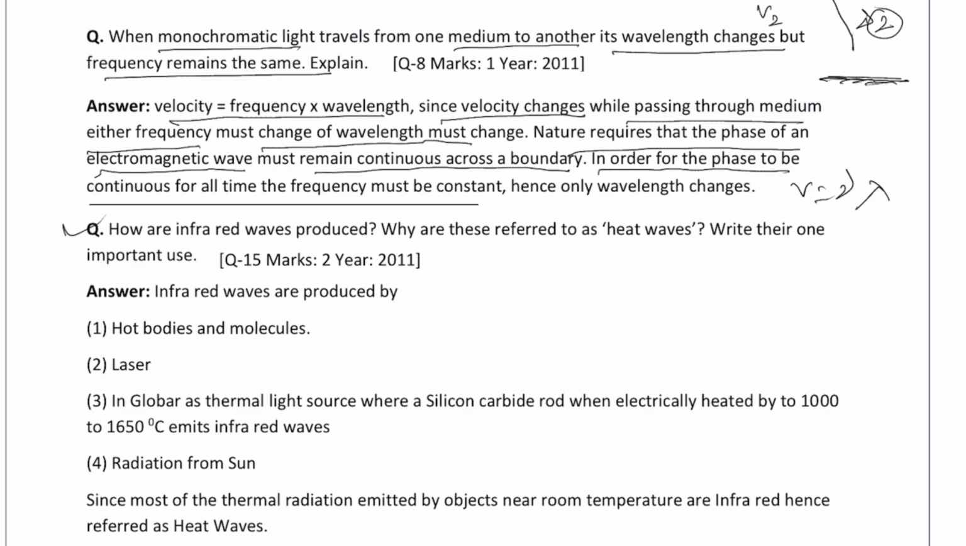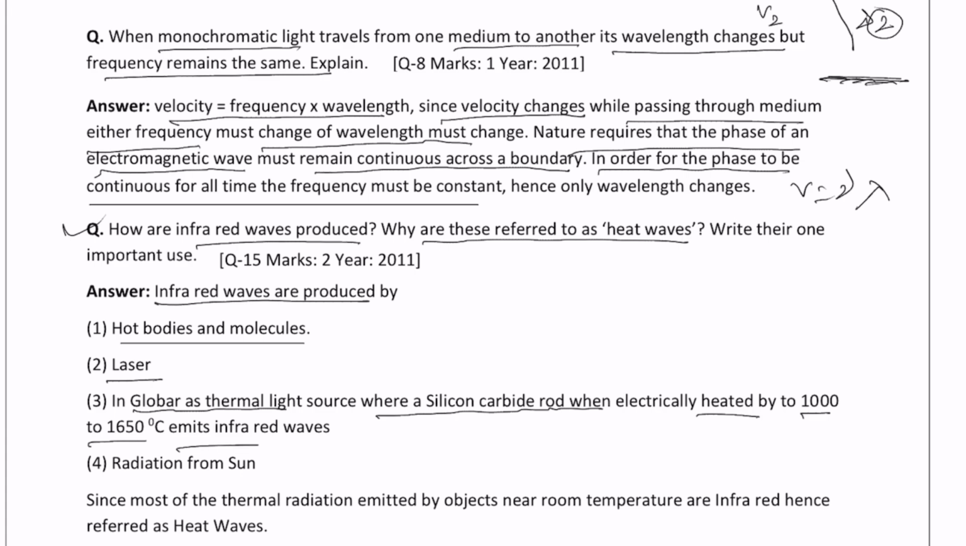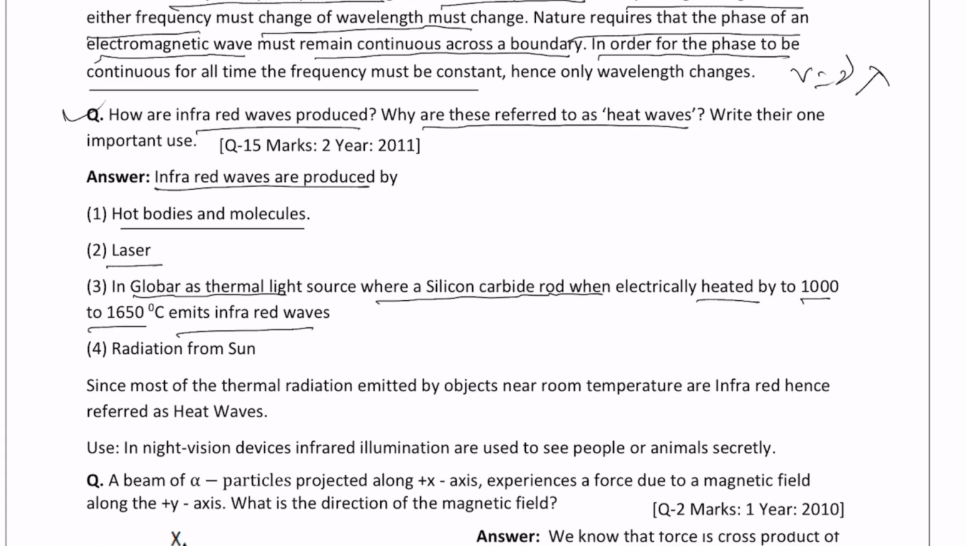How are infrared waves produced? Why are these referred to as heat waves? Infrared waves are produced by hot bodies and molecules, lasers. A globar is a thermal light source, where a silicon carbide rod, when electrically heated to 1000 to 1650 degrees Celsius, emits infrared IR waves. Okay, radiation from the sun, there also we get these infrared waves.